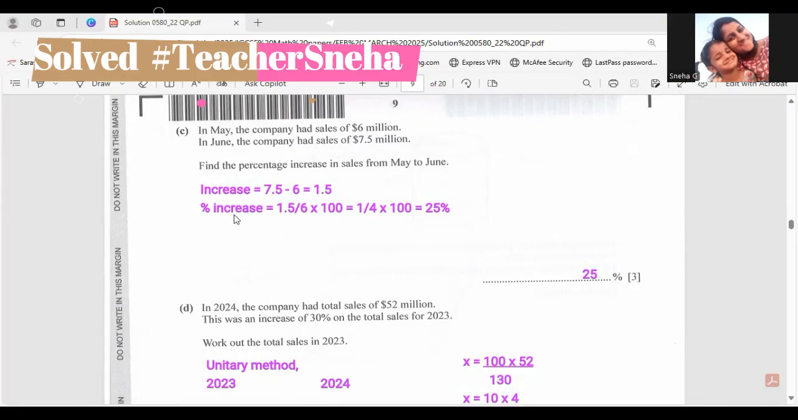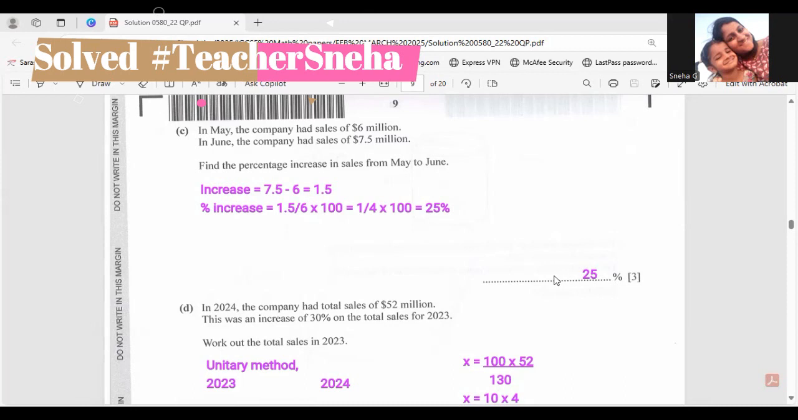And to calculate percentage increase, you do the increase upon the original value. So 1.5 divided by 6 multiplied by 100 gives you 1 upon 4 into 100. That's 25%. So the percentage increase from May to June is 25%.